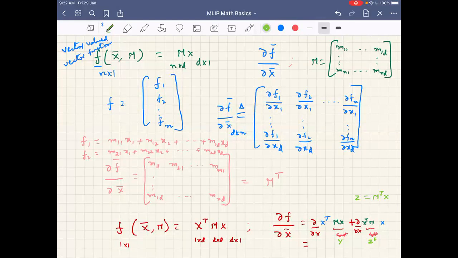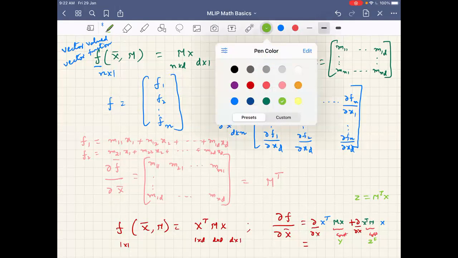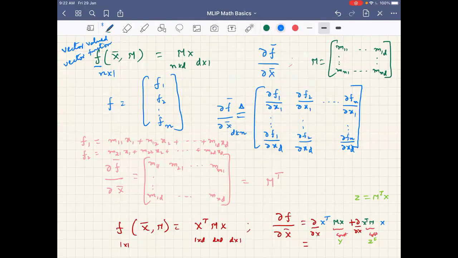No answer? Okay, I'm surprised if I don't get any answer. See what I'm doing. Dou by dou x of x transpose y. What is the answer? Is Y. Yeah, it is Y.